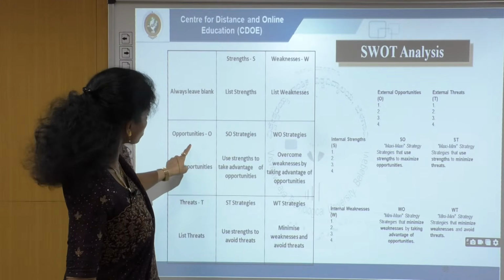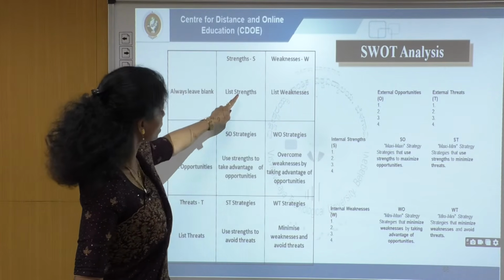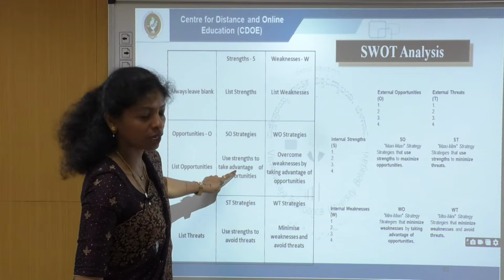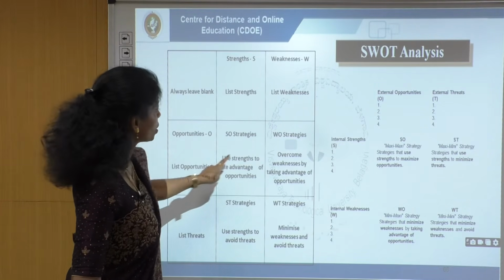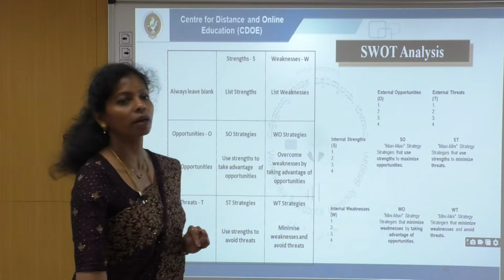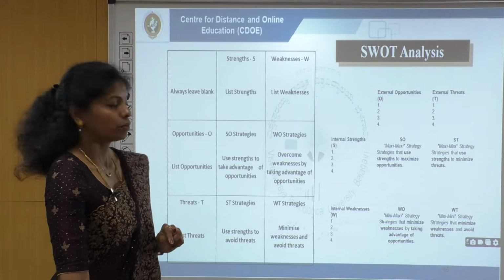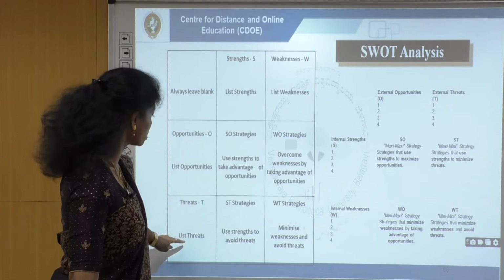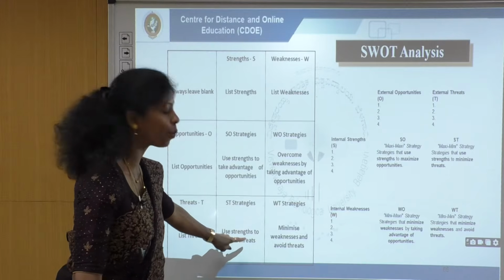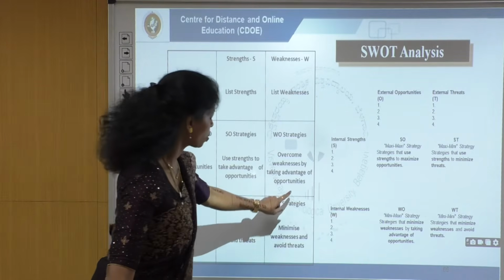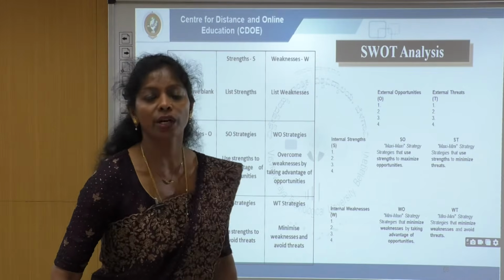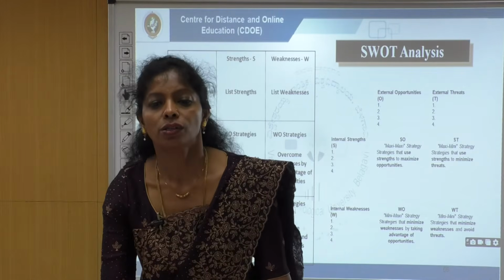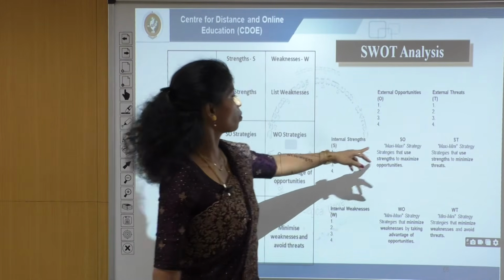In the different results, see opportunity, when it is strength, try to encash on it. The same opportunity, what is it? Opportunity, when it is in weakness, try to overcome it. When the threat is there in strength, use strength to avoid your threats. When you have threats and weakness, try to minimize or avoid your weakness. So, you can call it as SO.